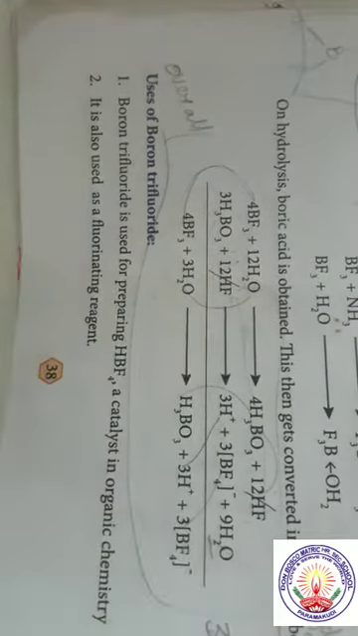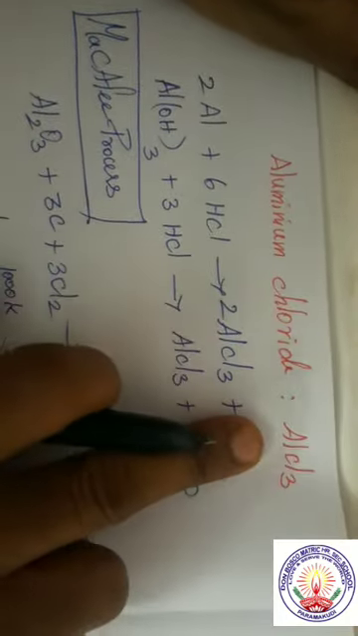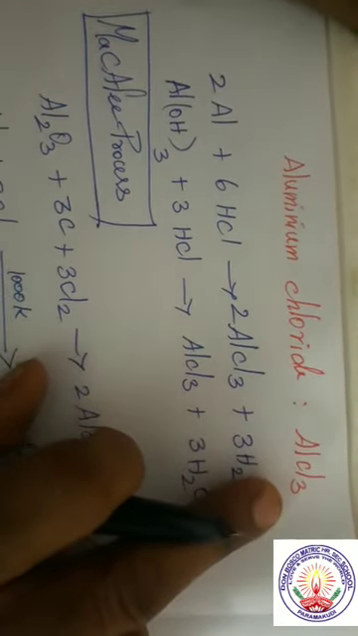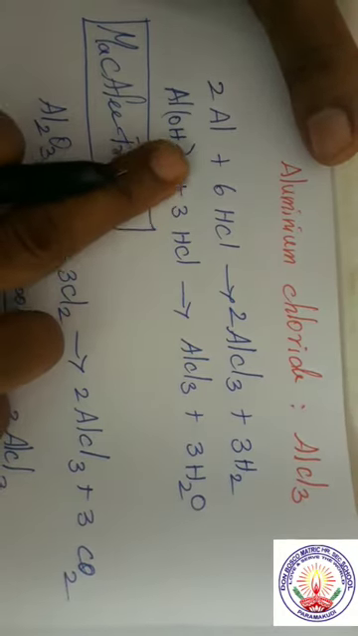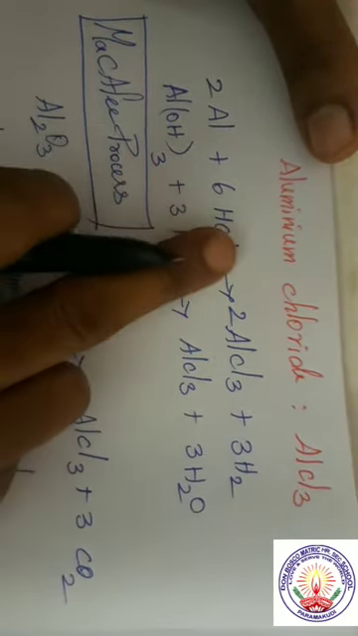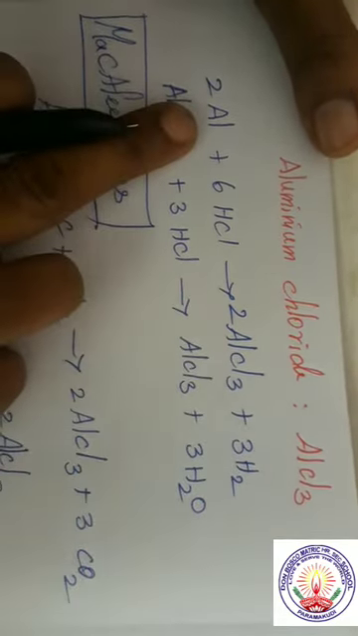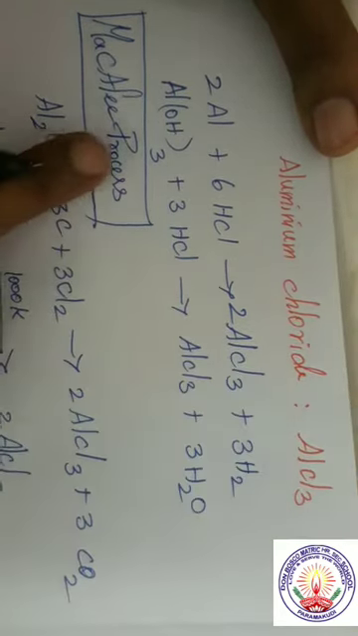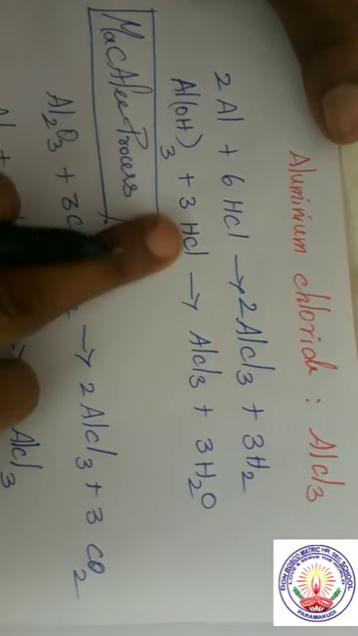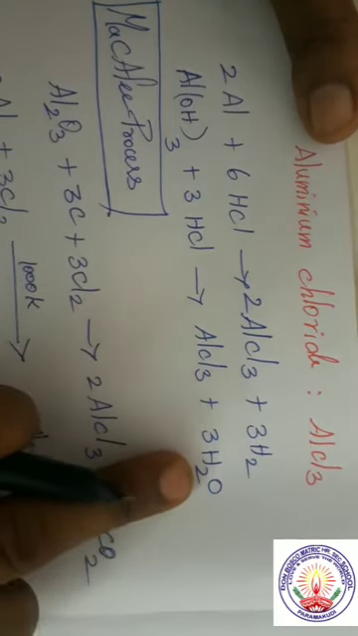Now we shall learn about aluminium chloride, its preparation, properties and uses. Its formula is AlCl3. This can be prepared from aluminium and aluminium hydroxide. When treated with concentrated HCl, we are getting aluminium chloride. See, aluminium plus 6HCl, we are getting aluminium chloride with H2 gas. When aluminium hydroxide is treated with concentrated HCl, we are getting aluminium chloride plus water.